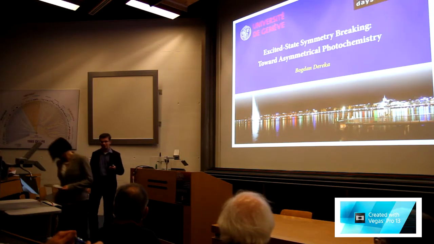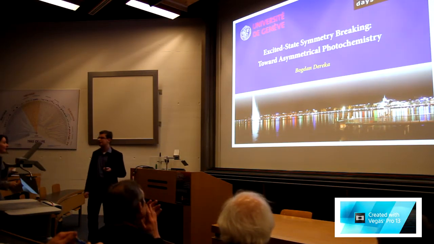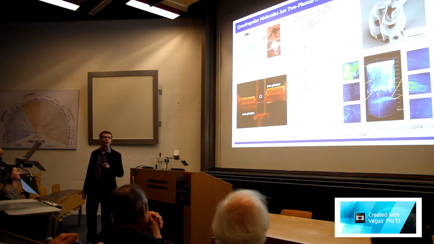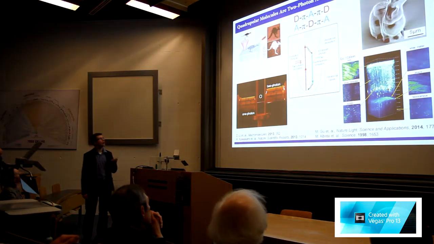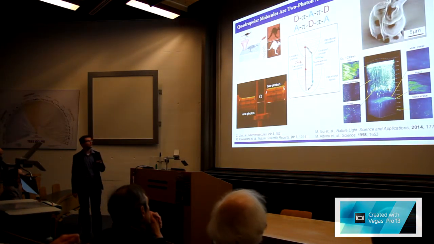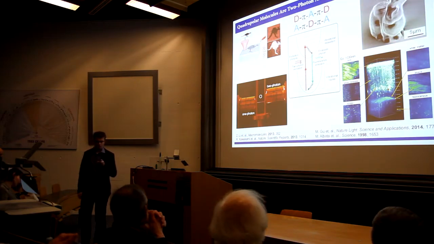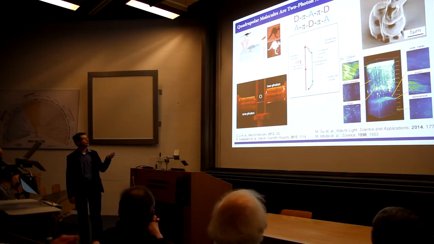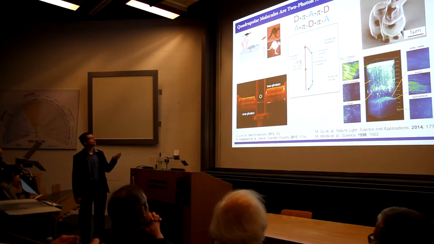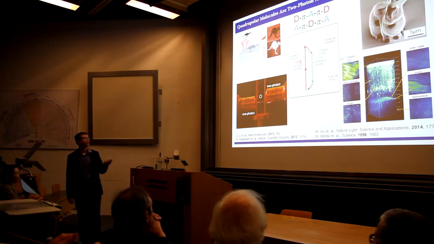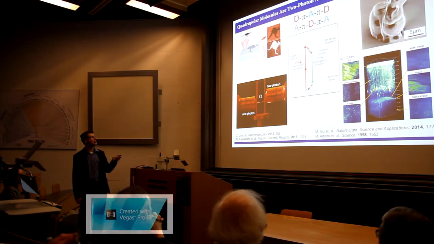Okay, thank you. My topic is excited state symmetry breaking, the way toward asymmetrical photochemistry. I will tell you about the specifics of the photophysical behavior of quadrupolar molecules. So what are the quadrupolar molecules? The quadrupolar molecules are those which constitute electron donor and electron acceptor moieties, arranged in molecular architectures of DAD or of ADA types.